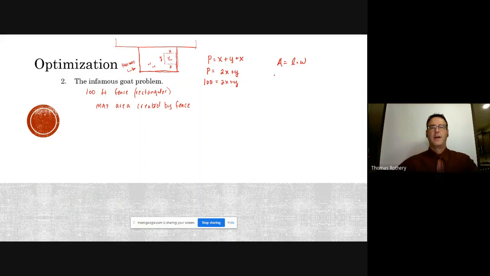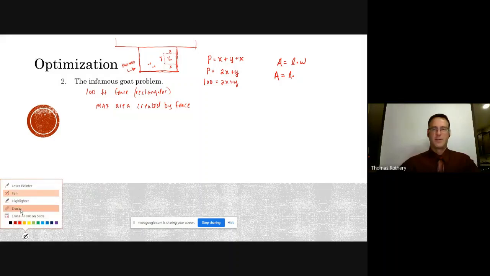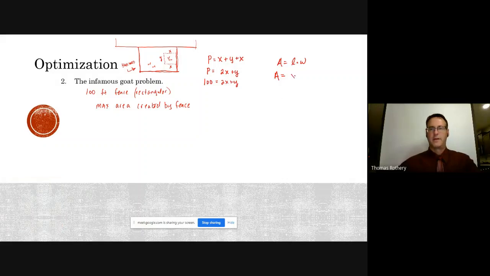And area is length times width. So what is the length and width? The length and the width are represented in this case by x and y. So I'll write that. And since I'm trying to find a maximum area, that means I would take this area formula and take the derivative, and then set it equal to 0, which is what we typically do for finding maximums.